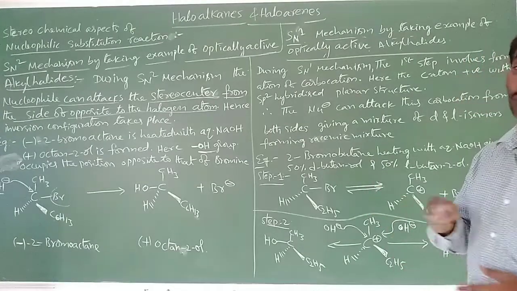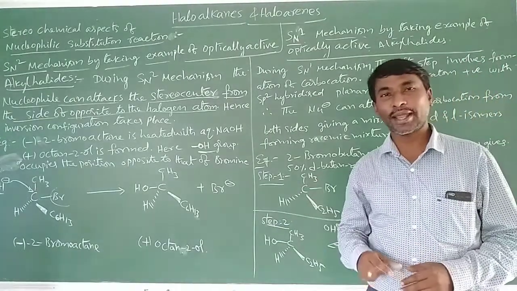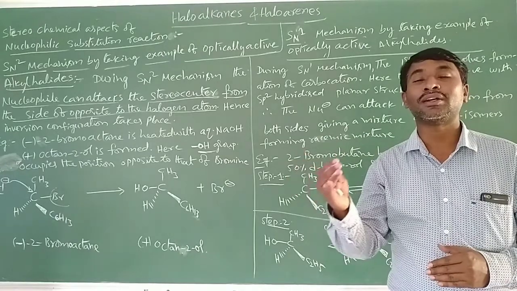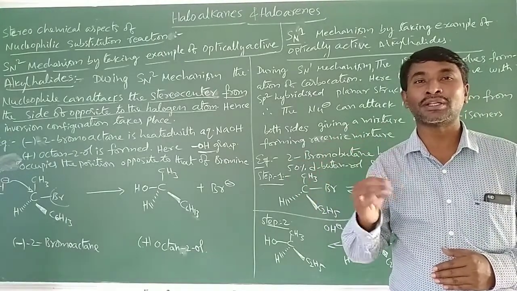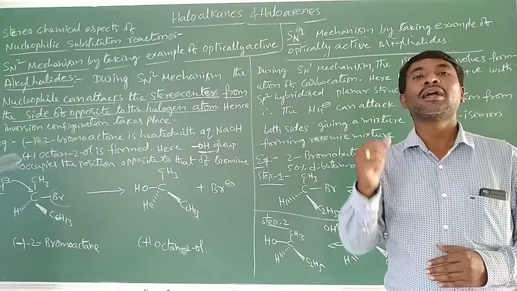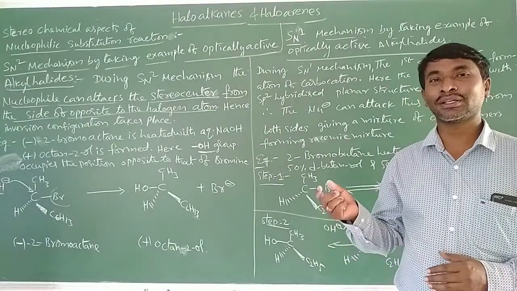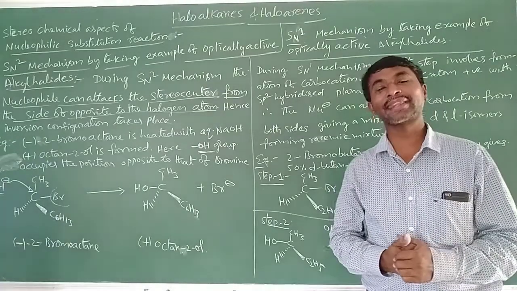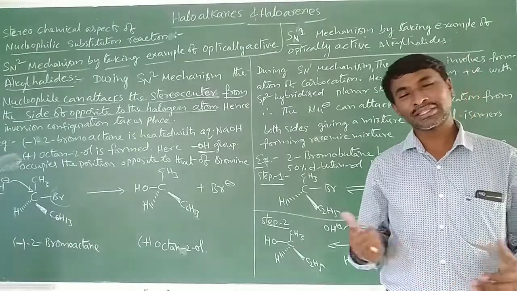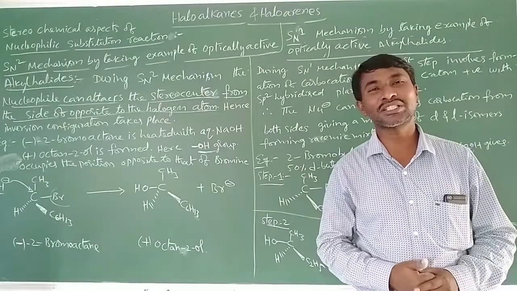In the first step, the formation of the carbocation gives a planar carbocation. The stereocenter carbon is sp2 hybridized, which means it has a planar structure, so the OH minus nucleophile can attack either side of the carbocation. That gives a racemic mixture. The process is called racemization.